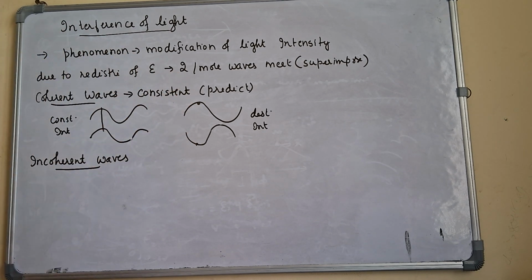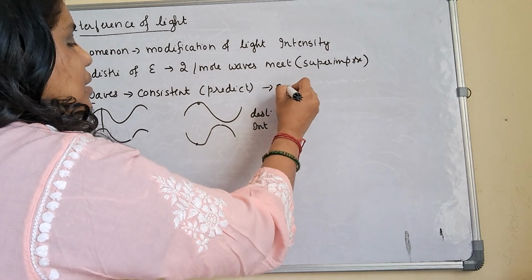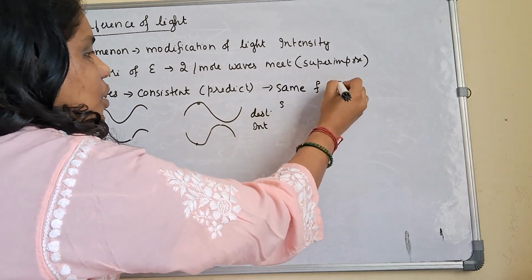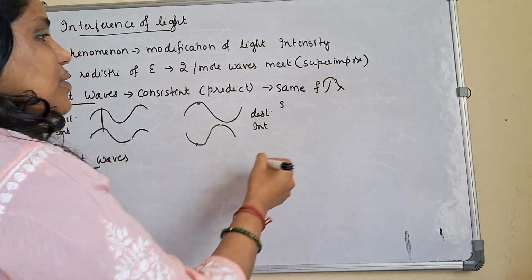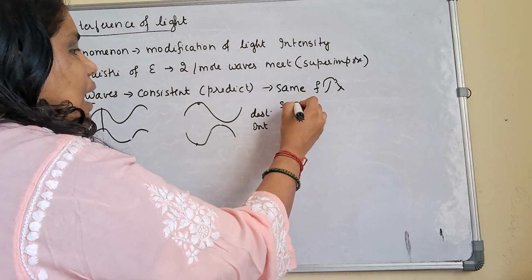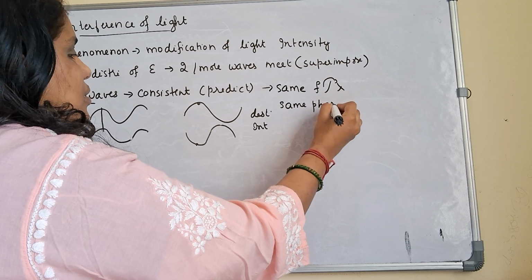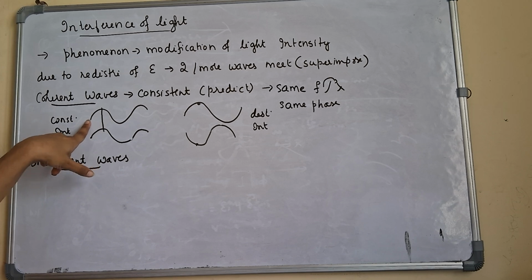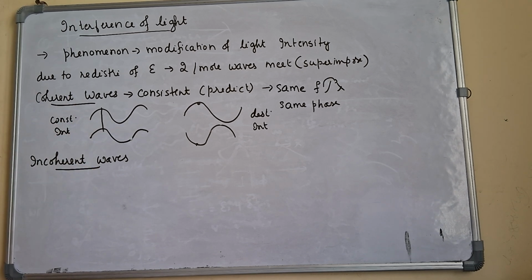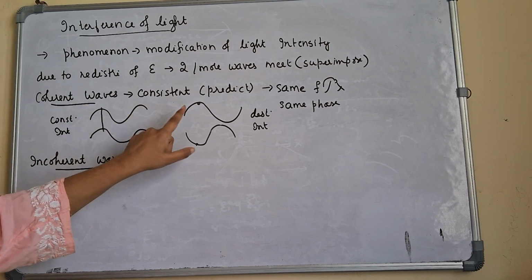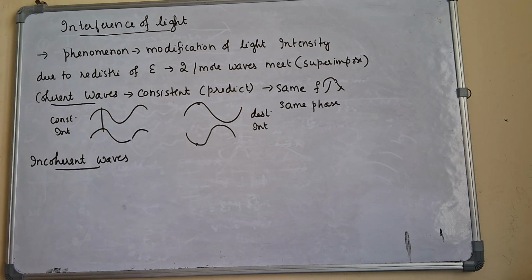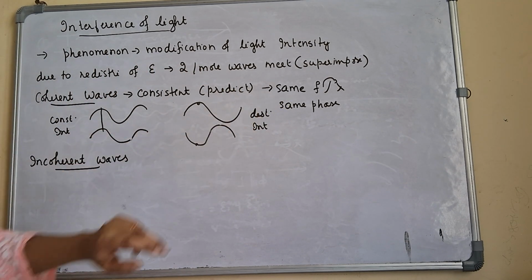And what will be the condition? When is it possible? The two waves should have the same frequency or same wavelength. When I say same frequency, it will obviously mean same wavelength, and they should have the same phase. You know the meaning of phase difference. Anyway, we will understand this. So they should be in phase. Only then: same frequency, same wavelength, and in phase. These are the conditions for coherent waves. These are the common questions that can be asked.